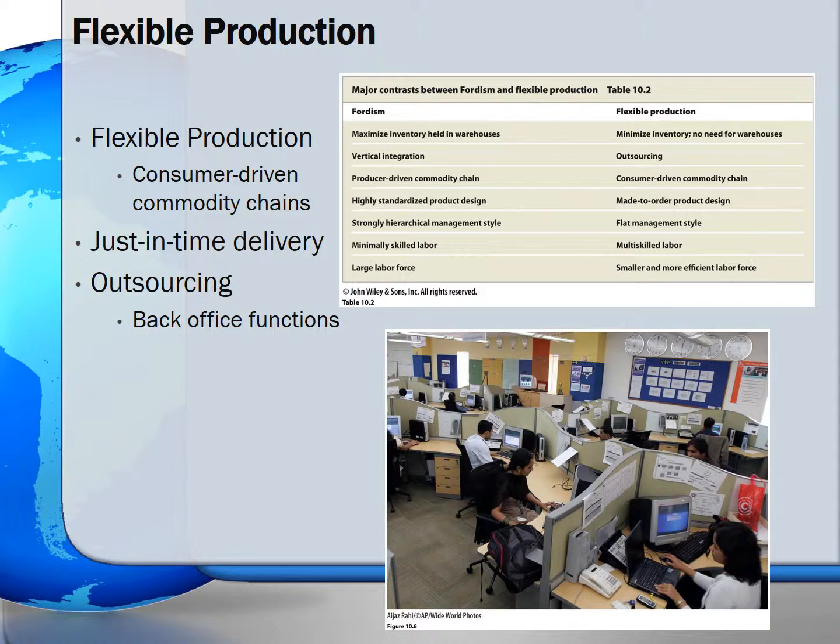Table 10.2 highlights some of the differences between Fordism and flexible production. In flexible production, two strategies are crucial to its success. One is just-in-time delivery, which is the practice of having smaller quantities of supplies on hand on an as-needed basis to fill orders on demand without the need for large warehouse stores of materials. And second is outsourcing, which is subcontracting out a business activity that was previously performed in-house.